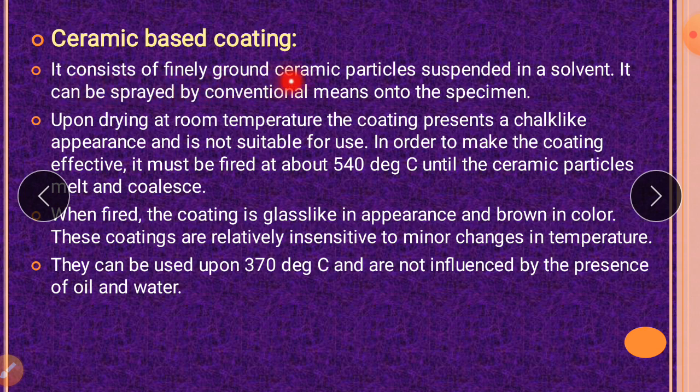It consists of finely ground ceramic particles suspended in solvent. It can be sprayed by conventional means onto the specimen. It is similarly sprayed. Upon drying at room temperature, the coating presents a chalk-like appearance, and this is not suitable for use. In order to make the coating effective, it must be fired at a temperature of 550 degrees centigrade until the ceramic particles melt and cool.